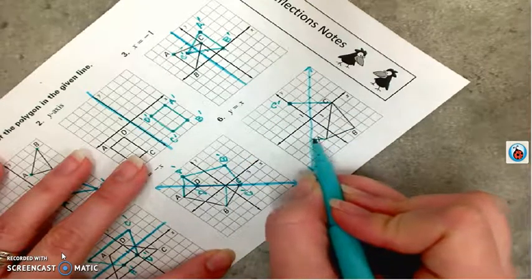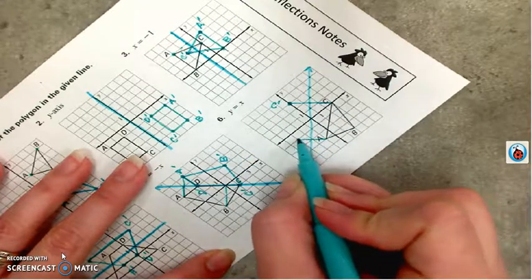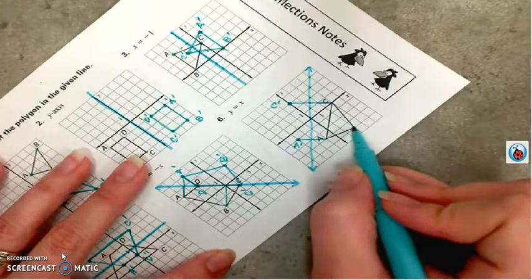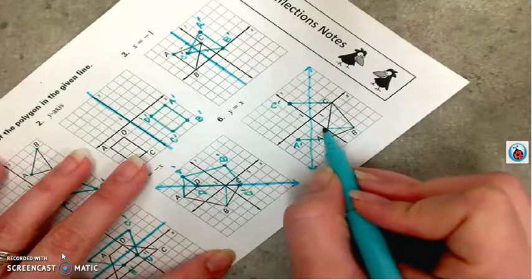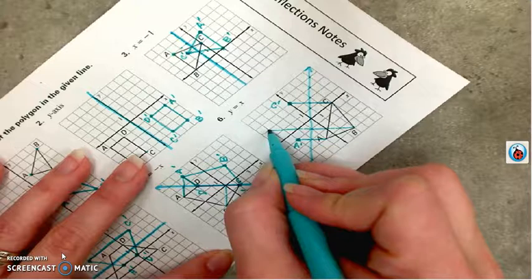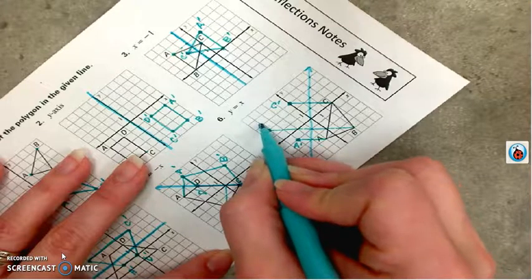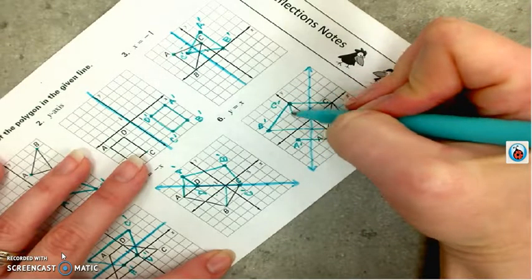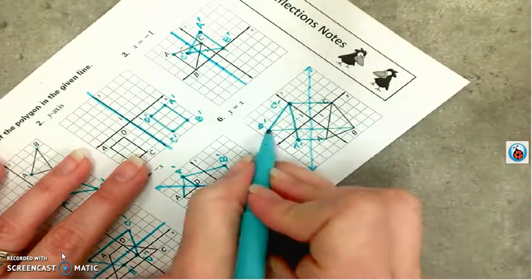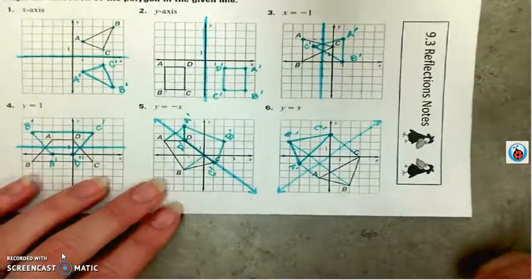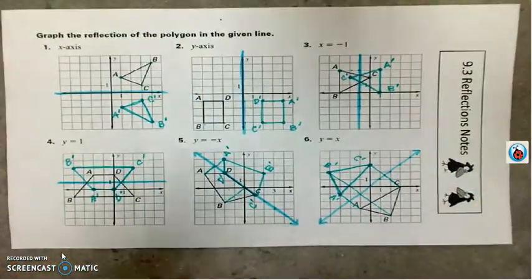A is 1 away, 1 diagonal away. And B, 1, 2, 3. Check for congruence there. Looks okay. Lovely.